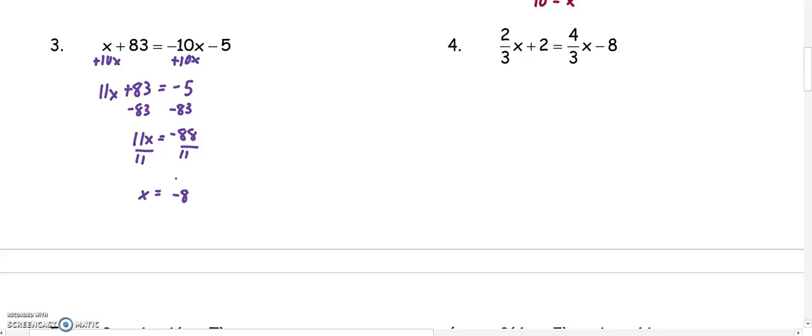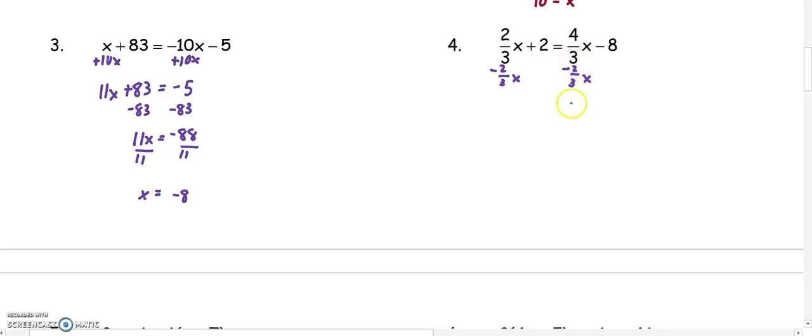Number 4 looks a little bit trickier with fractions, but it's the same idea. So if you're not sure, remember that 2/3 is about 0.67 and 4/3 is about 1.33. So 2/3 is smaller, so we're going to subtract 2/3 x from both sides because it's the smaller fraction. And we're subtracting because it was positive. Make sure when you're adding and subtracting your x's or any variable, you're writing the variable with that number. So both of them have the same denominator of 3.